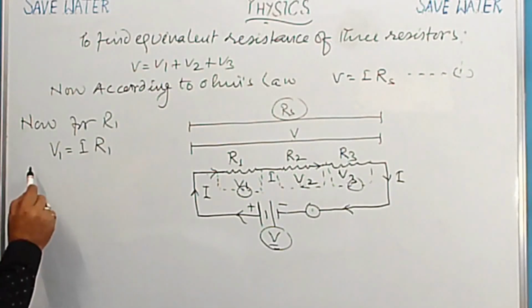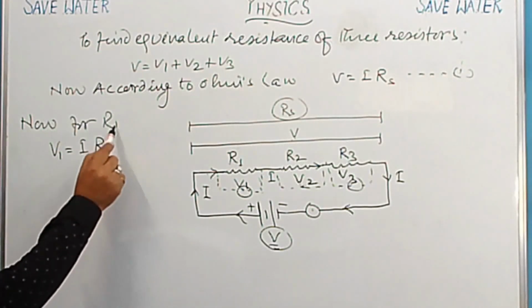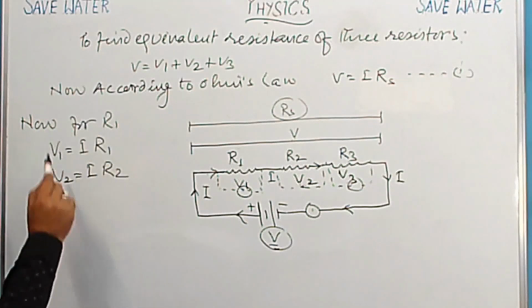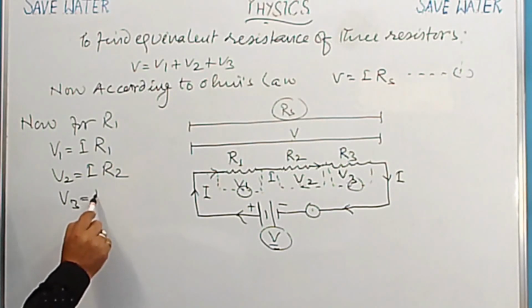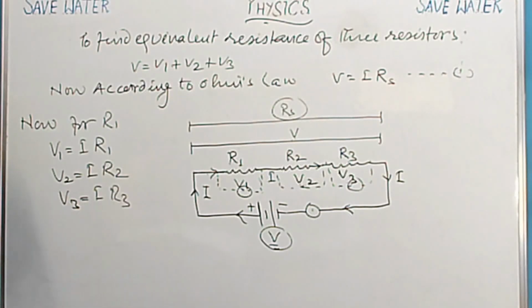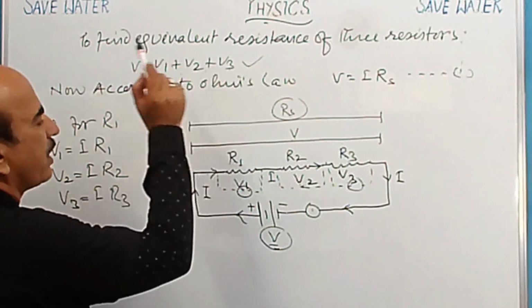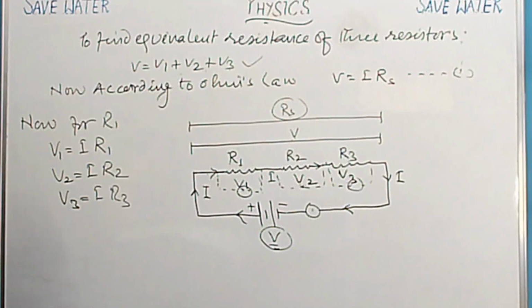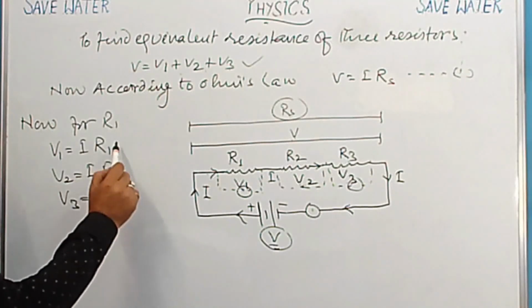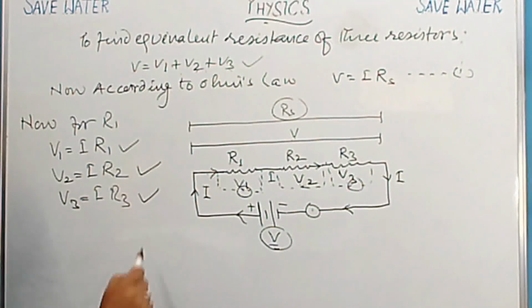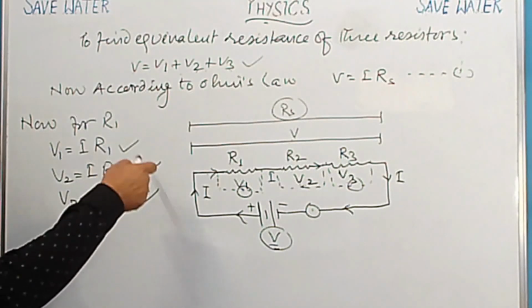Okay, so now for R1, for R2 क्या हो जाएगा? देखिए same way V2 is equal to I R2 and same way for R3 क्या हो जाएगा? V3 is equal to I R3. This we can write. Okay, and here we have done that V is equal to V1 plus V2 plus V3. ना ये भी हमने लिखा है. तो V1 की जगह क्या लिख सकते हैं? IR1, V2 की जगह IR2 and in place of V3 we can write down IR3. Any problem here? So first note down this, फिर आगे चलते हैं.